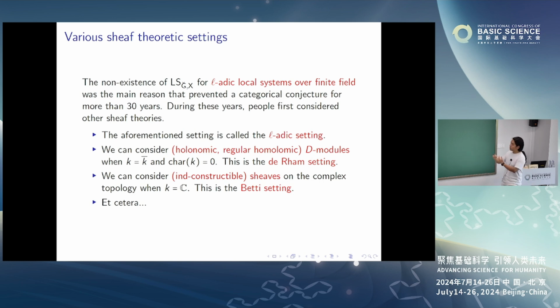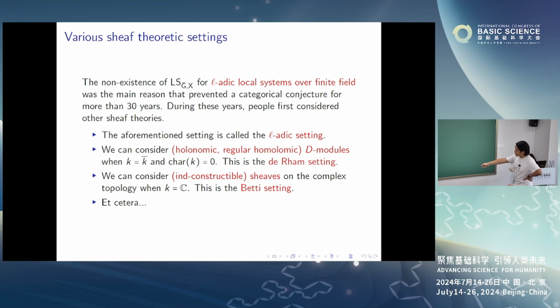For example, you can consider characteristic 0 and consider the category of D-modules. You still have these pull and push functors, and you have something like Verdier duality. Or you can consider the case when the base field is C, and you consider just sheaves or constructible sheaves on the complex topology. This is called the Betti setting. There are many other sheaf theories that I will not mention.